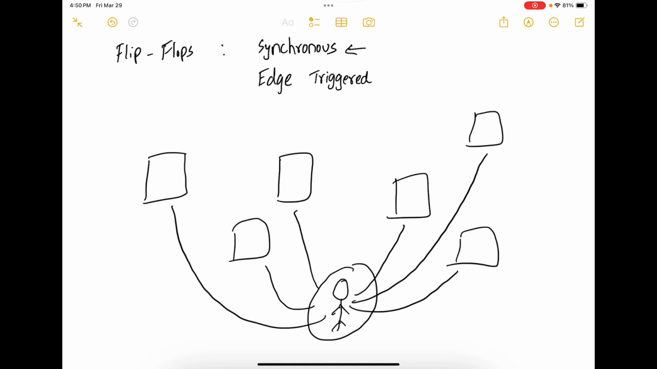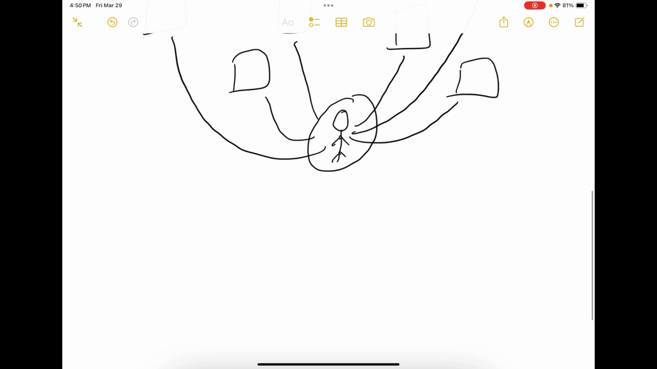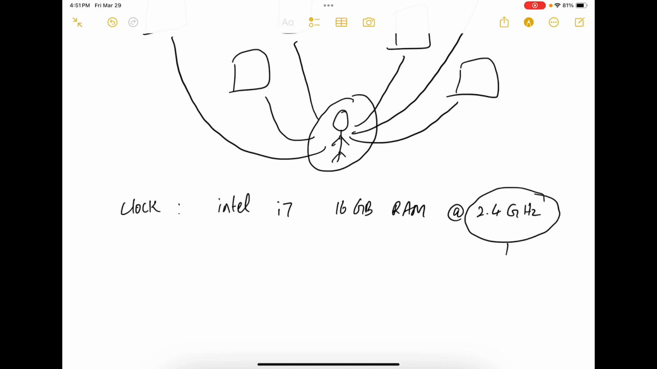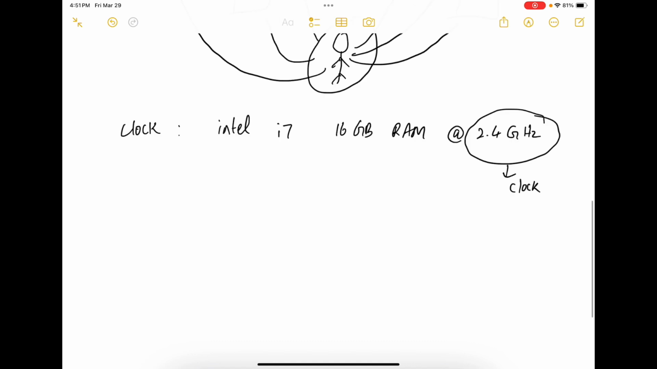So the question is, how do we create this synchronous component, or how do we create this commander? This synchronous component is known as a clock. You have already seen what a clock is. So if you open up your operating system, you will get something like Intel i7 processor with 16 GB RAM, for example, working at 2.4 gigahertz. So this 2.4 gigahertz is known as the clock. So if your processor is working at 2.4 gigahertz, it means that it's going to have 2.4 times 10 power 9 pulses in 1 second.